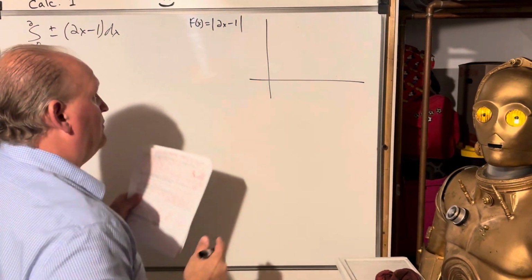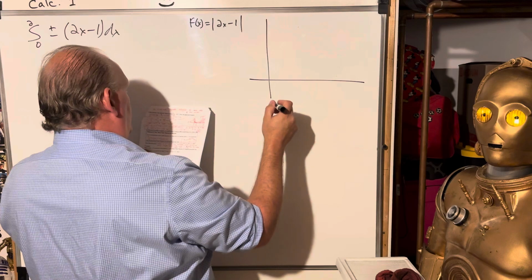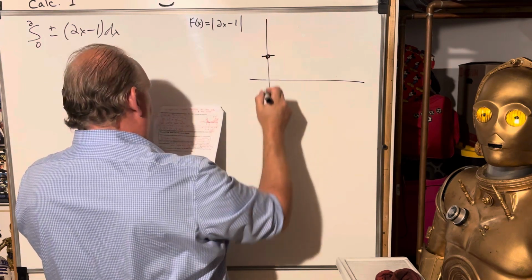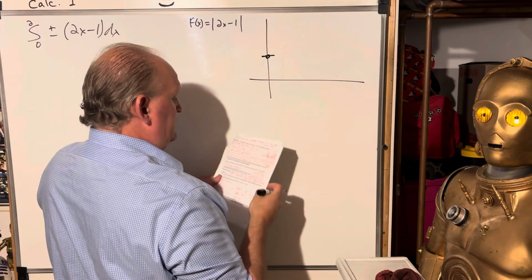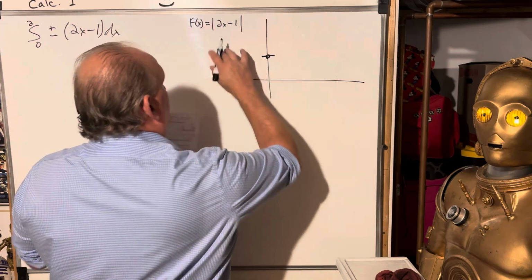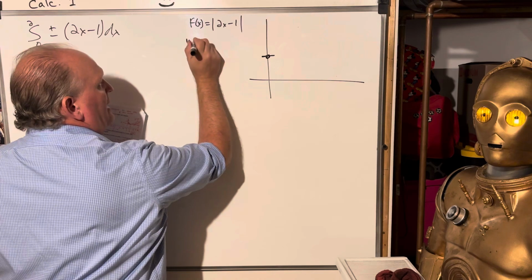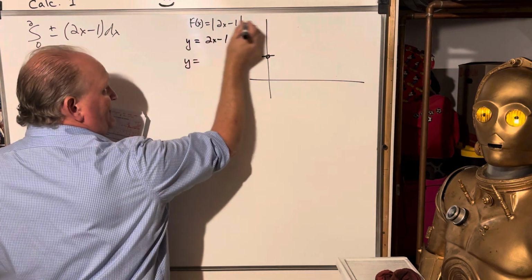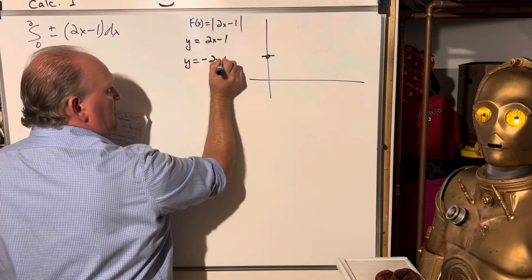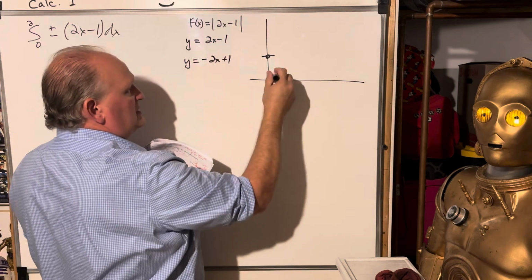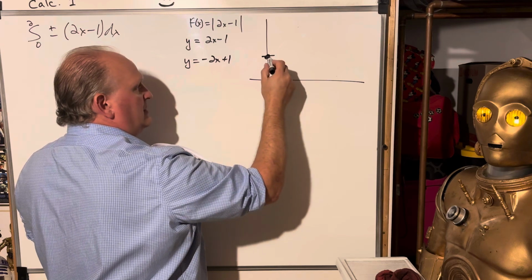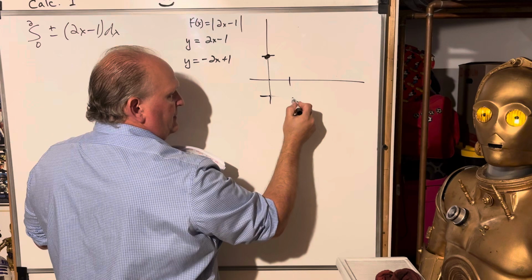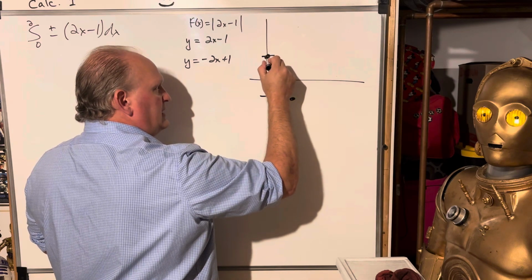That would mean at 1, it would be 2 1/2. So this would just basically be y is equal to 2x minus 1, and y is equal to the opposite of that, so negative 2x plus 1. So negative 2x plus 1 starts at 1. I go down 2 and over 1. And then put another dot. And so we get this line.